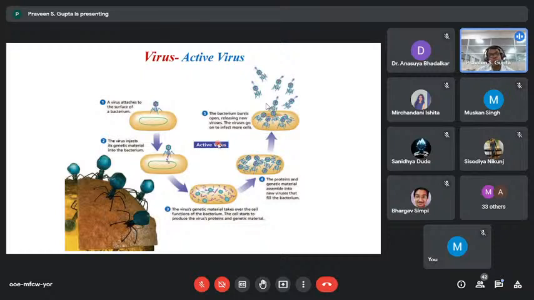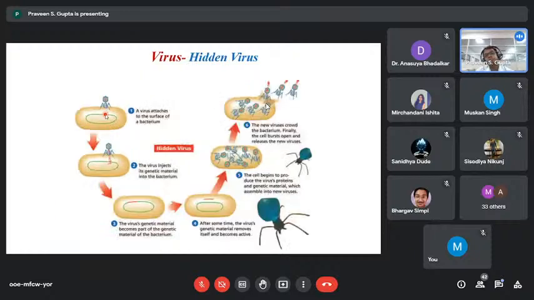Some of the viruses, you know very well, are very active, like our COVID-19. They are taking very little time to spread, and many viruses spread within 1 to 2 days only, with a faster rate. But some viruses are hidden viruses, like the rabies virus. They can stay for a longer time period.